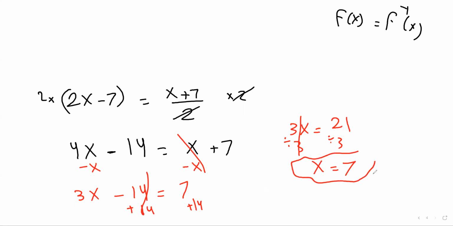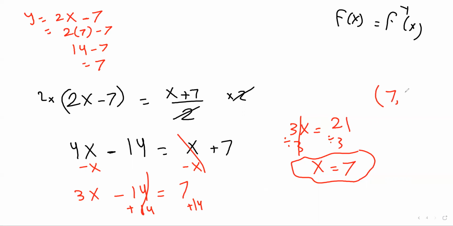What is the value of y? Because f of x is 2x minus 7, what is the value of y? It is 2 multiplied by 7 minus 7. It's 14 minus 7 equals 7. So they will intersect at the point 7 and 7. That's the point of intersection. As you see here, x equals y. Okay, that's it.